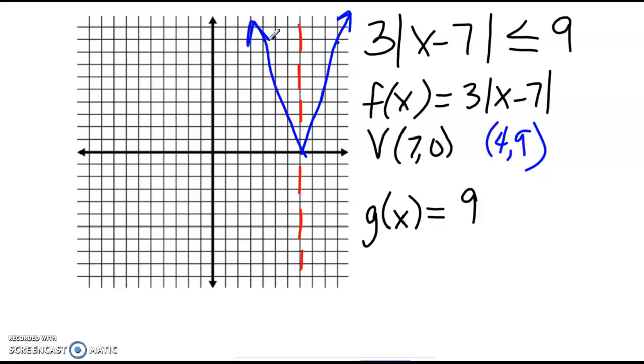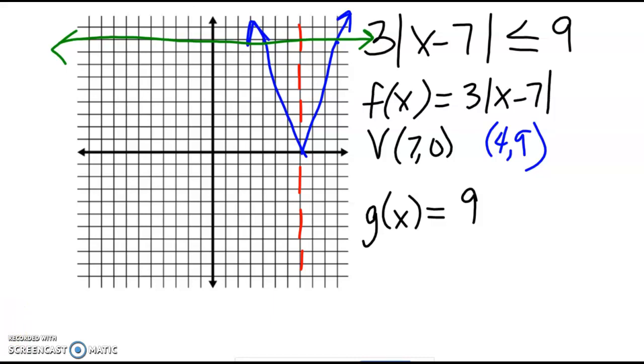Now I'm going to graph the line g of x equals 9, or graph that function, and so that means I go to the y-axis at 9, and I'm going to draw a horizontal line through it. And I'm going to be ready to state my solution as soon as everybody's got this done.